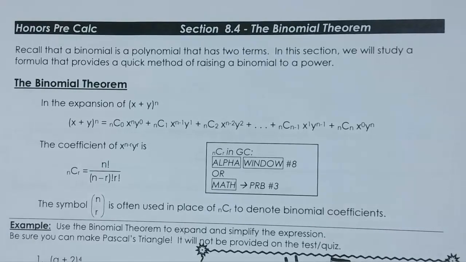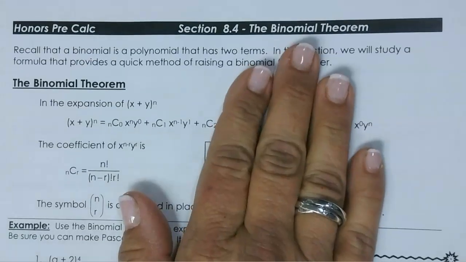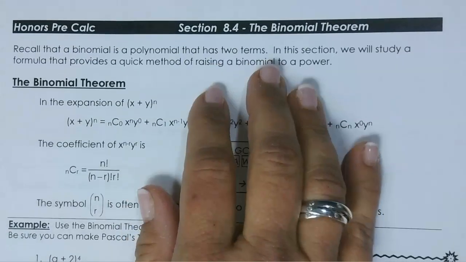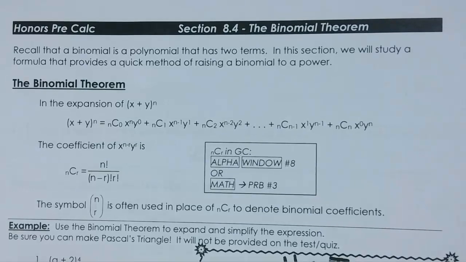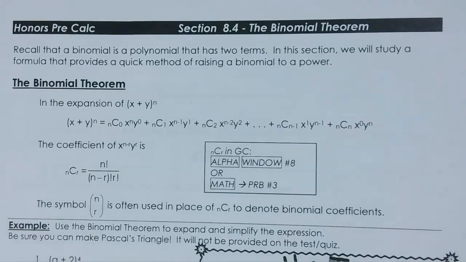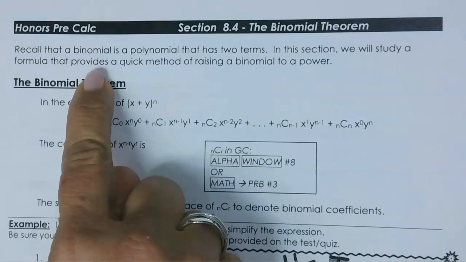Okay, today we're going to continue with section 8.4. So we are stepping away from sequences and series, and this time looking at something called the binomial theorem. Now, the binomial theorem is something that we should have been familiar with from last year. So remember what a binomial is. We know that it's a polynomial that has two terms.